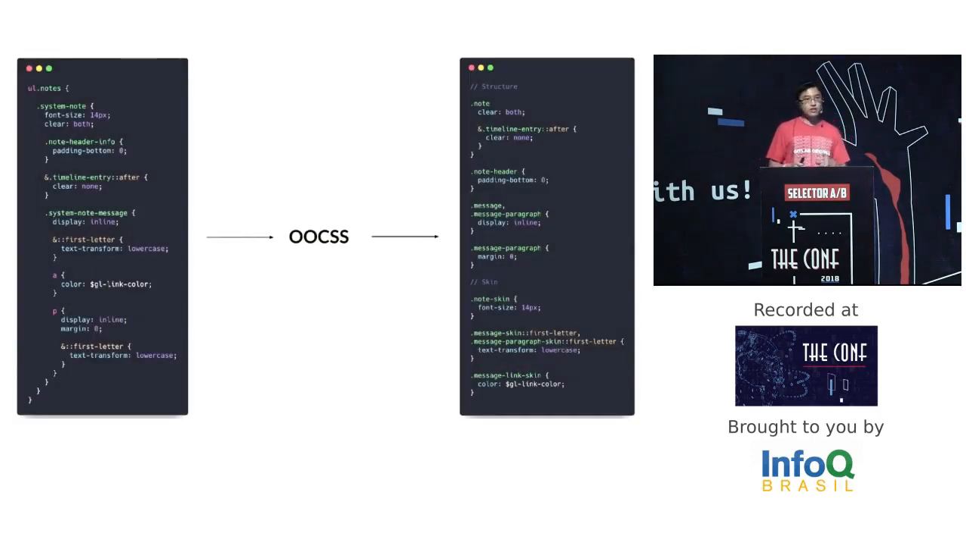So if we were to go through our previous example of what we have on GitLab, and let's say we're going to use object-oriented CSS to organize our CSS, this is an example of what it would look like. We would have our note structure, doing the display, the behind the scenes thing, and then we have the skin that styles it as the theme, so to speak.